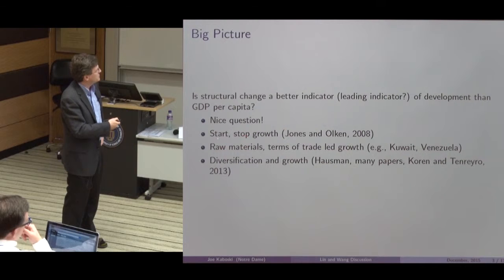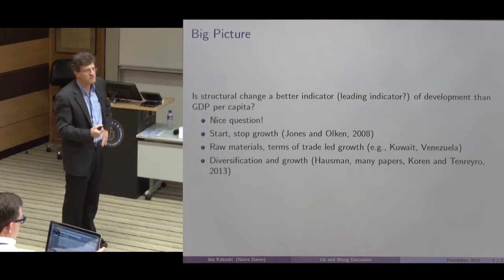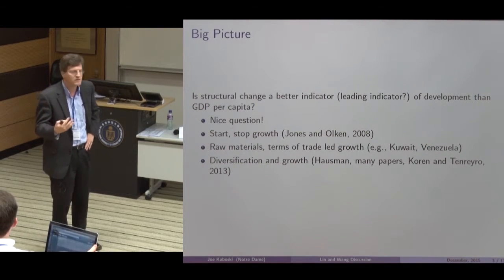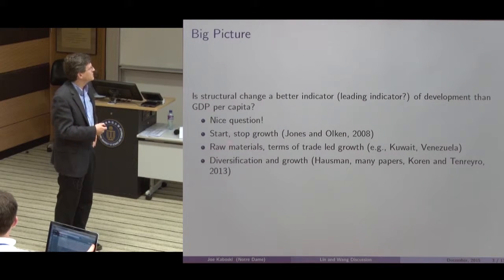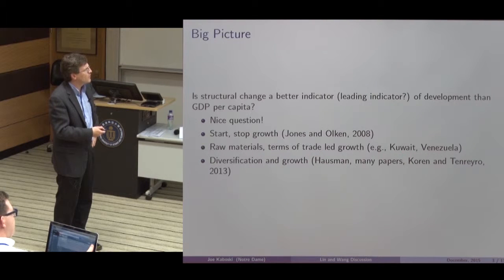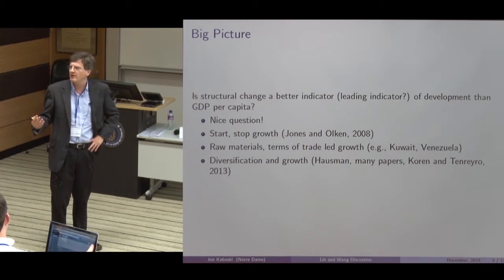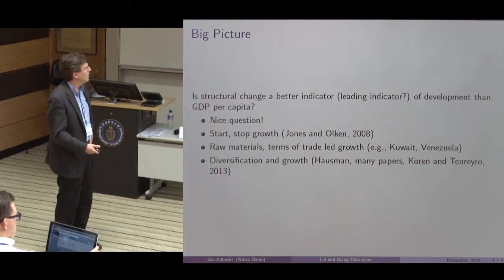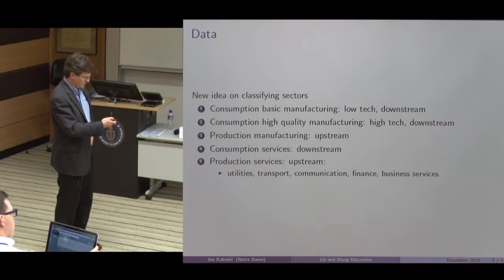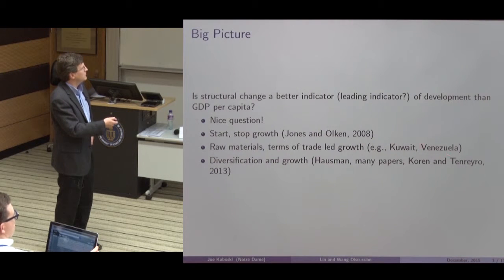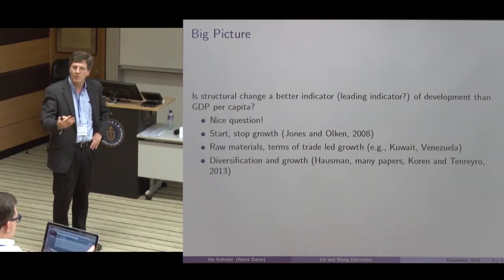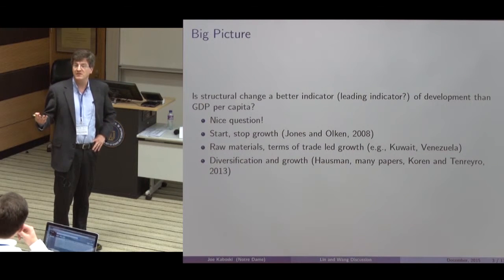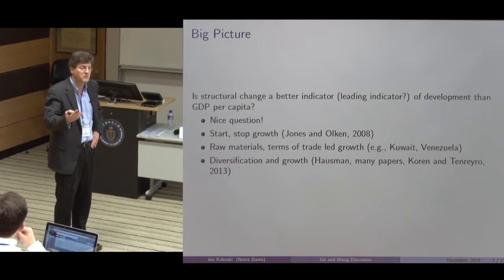I think for a lot of countries, getting to $3,000 per person could be driven by raw materials or by terms of trade-led growth. Countries like Kuwait are very high in terms of income per capita, but I wouldn't think of that as a developed country in the same way we would think of the United States or Western Europe or Hong Kong. And then Venezuela, which does quite well when oil prices are high. Chile, the question now is how much of their growth has been driven by copper prices.